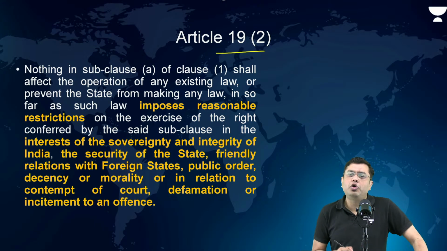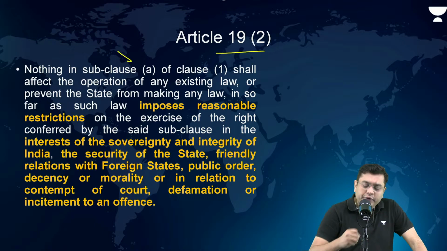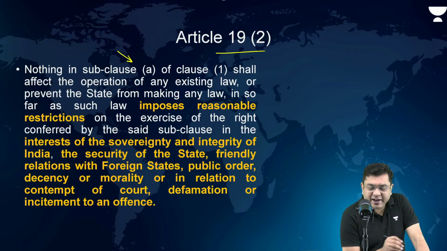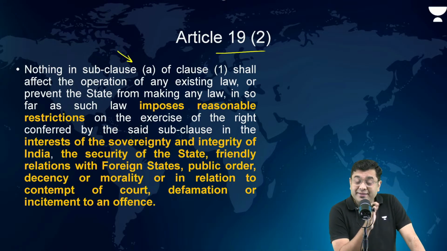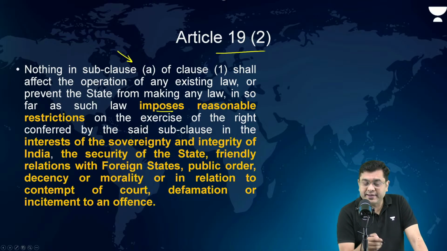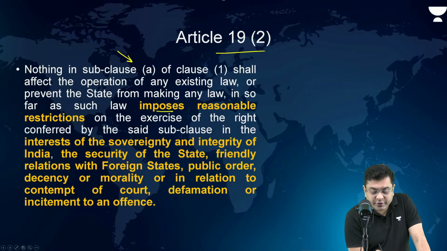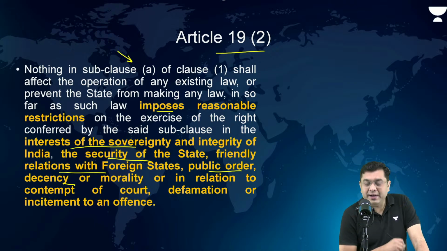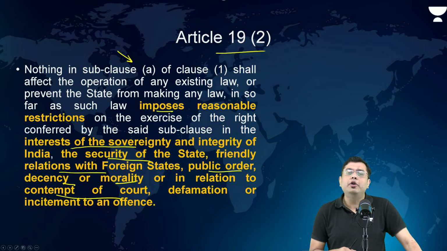And clause 2. What is that clause 2? Nothing in subclause A of clause 1, that is free speech and expression, shall affect the operation of any existing law or prevent the state from making any law insofar as such law imposes reasonable restrictions on the exercise of the right conferred by the said subclause, in the interests of the sovereignty and integrity of the country, security of the state, friendly relations with foreign states, and then comes the important part: public order, decency or morality, or in relation to contempt of court, defamation, or incitement to an offense.